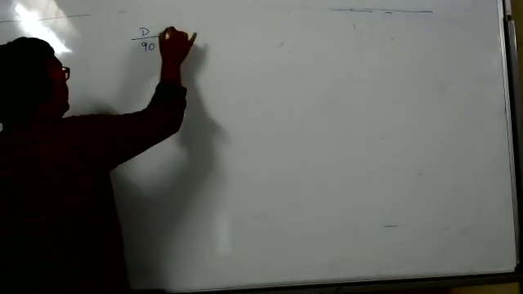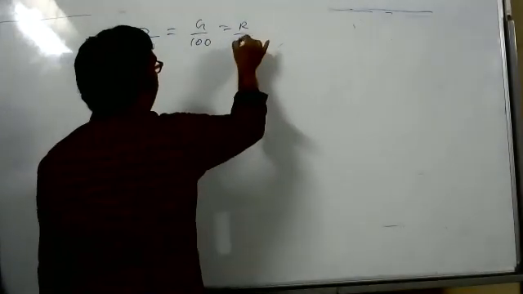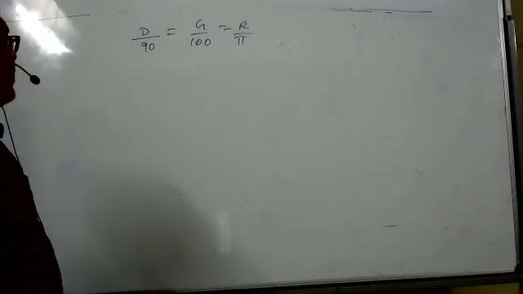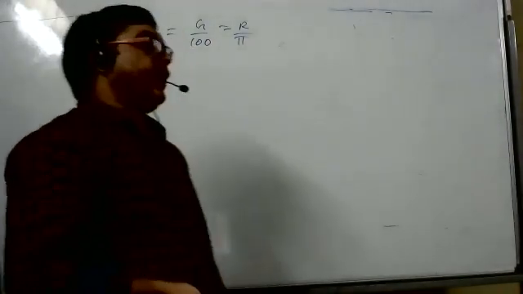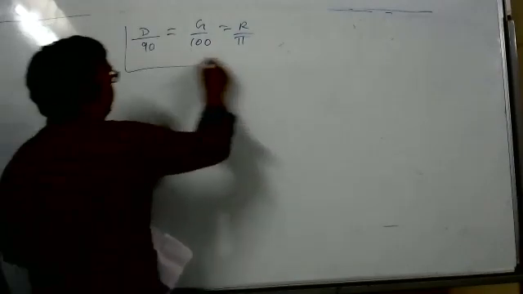Now see here, students, one formula you remember. Degree by 90, grade by 100, radian by pi. By this only you can do all the conversion sums: degree to radian, radian to grade, grade to something else. This is one general method.